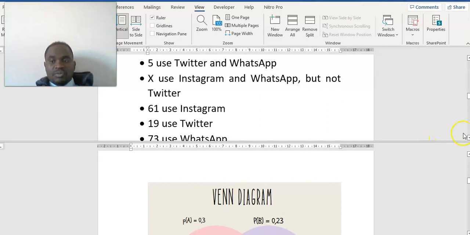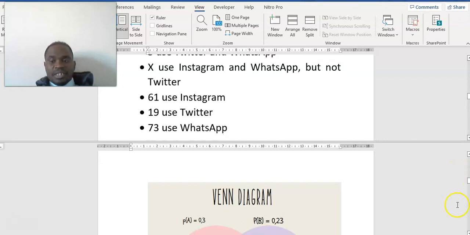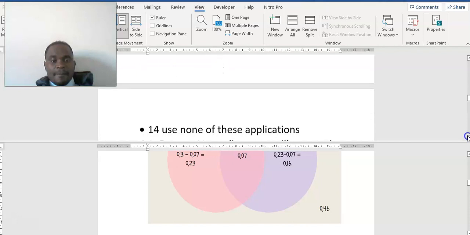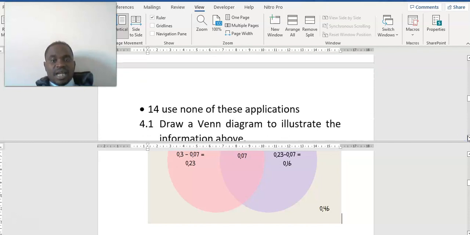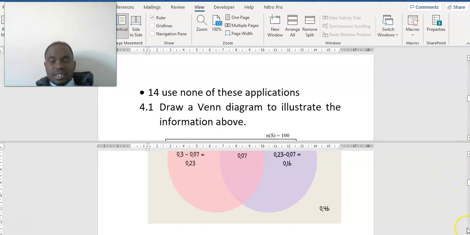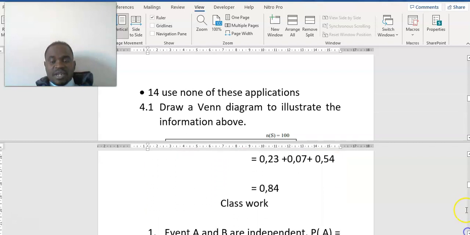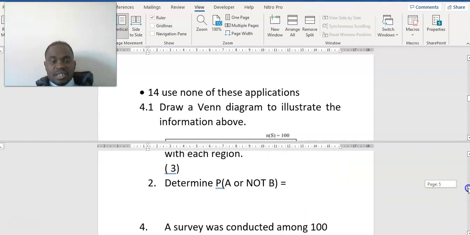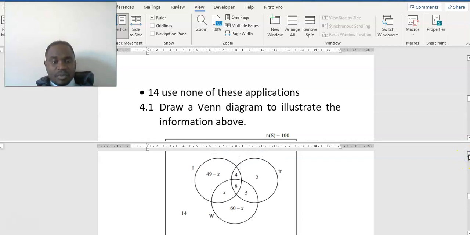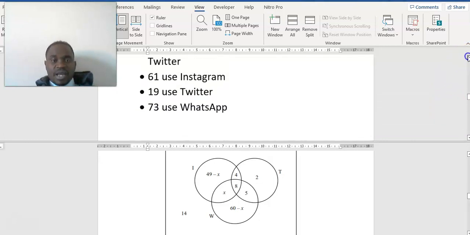Okay, so this one, the question says, "14 use none of the applications. Draw a Venn diagram to illustrate the information." That's the question. Draw a Venn diagram to illustrate this information. So I've drawn the Venn diagram here. I'm going to explain it using the information given to us. Alright, so we are trying to draw the Venn diagram.